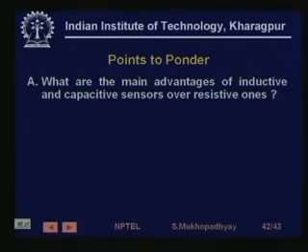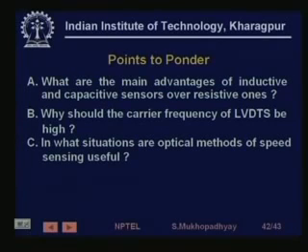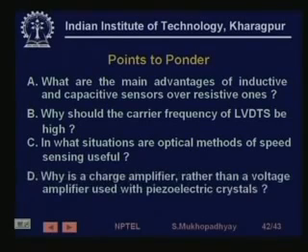Coming to points to ponder, what are the main advantages of inductive and capacitive sensors over resistive ones? You can understand that, it is very clear. Why should the carrier frequency of LVDTs be high? You can again try to figure out what happens if the carrier frequency is low. In what situations are optical methods of speed sensing useful? This is also an interesting question. And finally, why you must use a charge amplifier rather than a voltage amplifier with a piezoelectric crystal. You can try to look for these answers, and then I think you will learn slightly deeper.